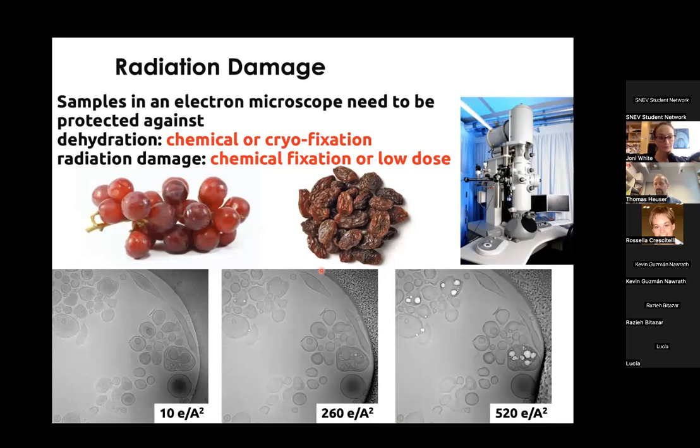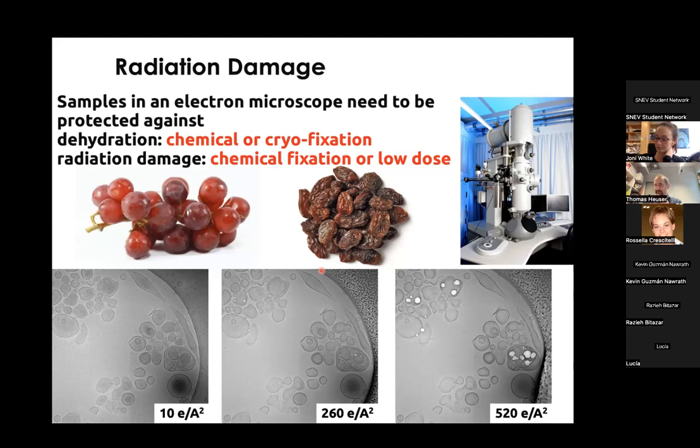So this means if we want to visualize a sample, for example, an EV sample in an electron microscope, we cannot just put it in there without any treatment. Actually, we have to do some extensive sample preparation before the sample will be able to survive inside the microscope.